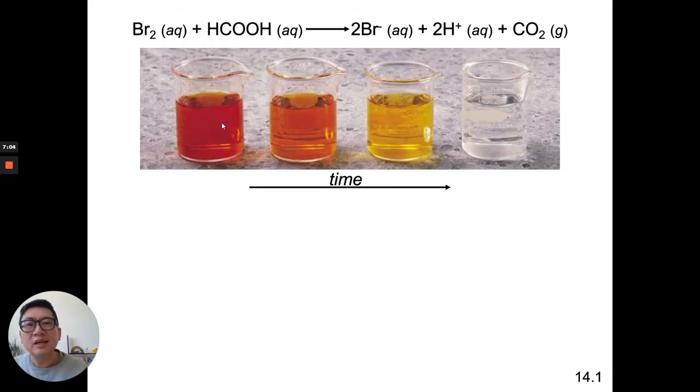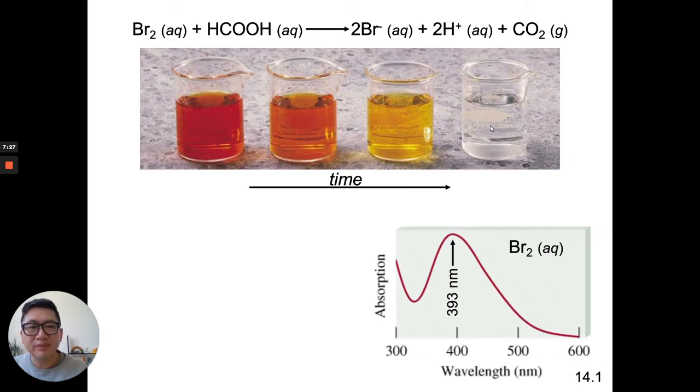So as time goes on, this is bromine, Br2, turning into bromide ions. By the way, Br2 is a dark reddish color, you can see here. Br minus bromide ions are clear. So as time goes on, it goes from this dark orange to what looks like clear.